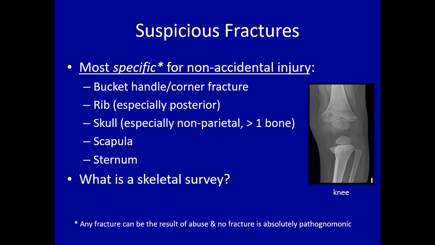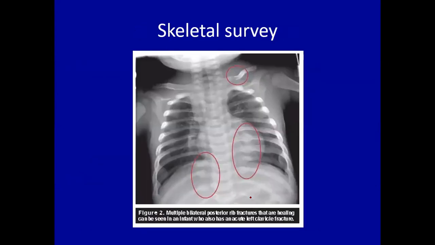So here's some more suspicious type fractures. So these corner fractures, these bucket handles, this is a little bit like, that's a higher mechanism. Also posterior rib fractures, skull fractures in the parietal region, scapular fractures, very high impact, or a sternal fracture. So in that case, we would probably do a skeletal survey, which is like one big radiograph of the child to look for pathologic fractures, and most radiologists will always know what that means.